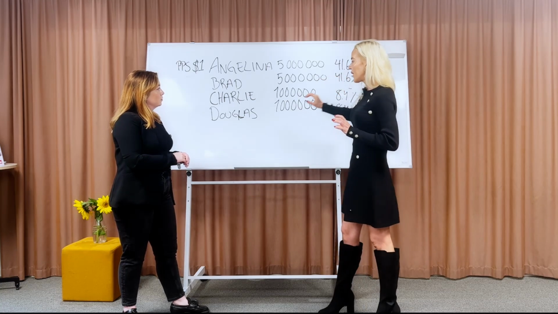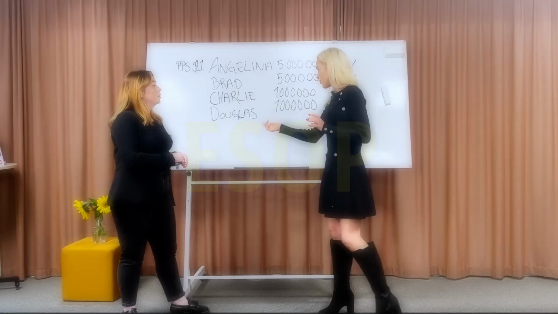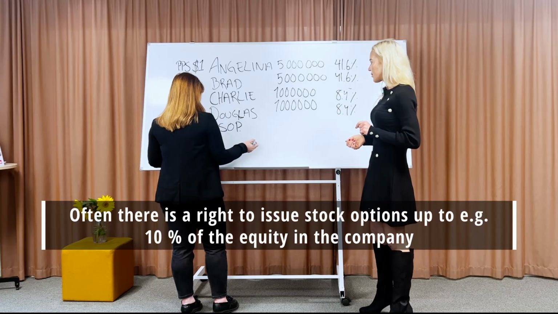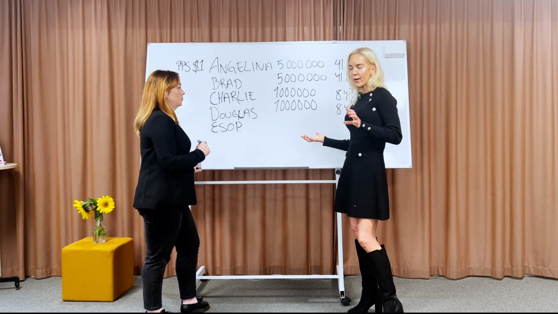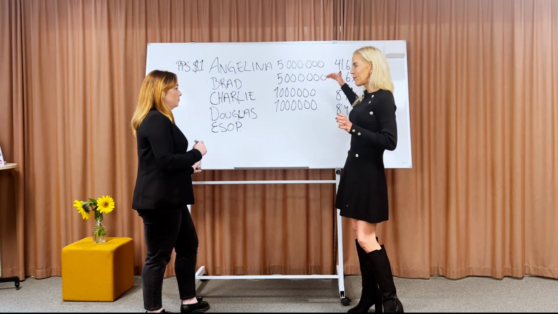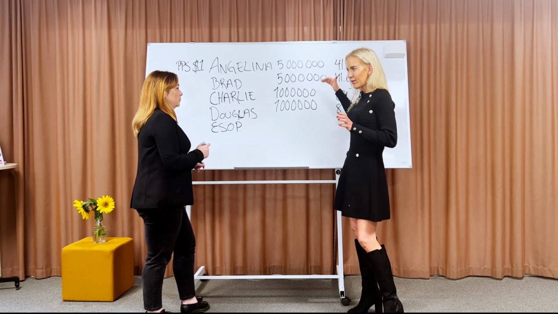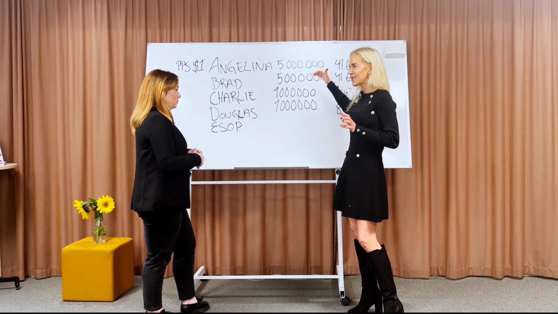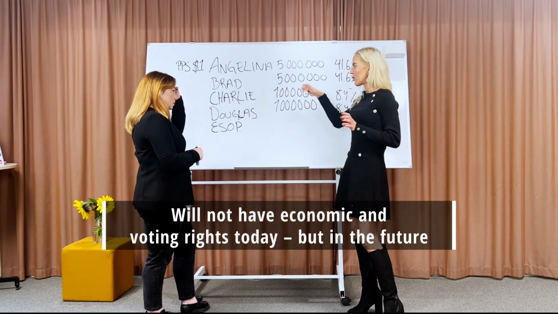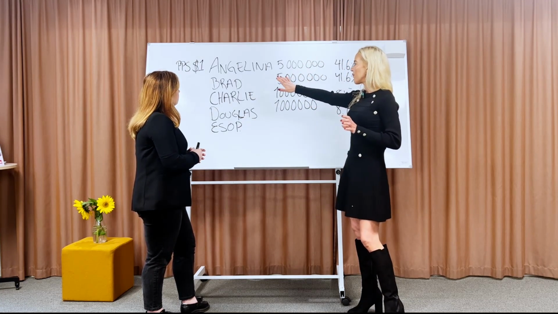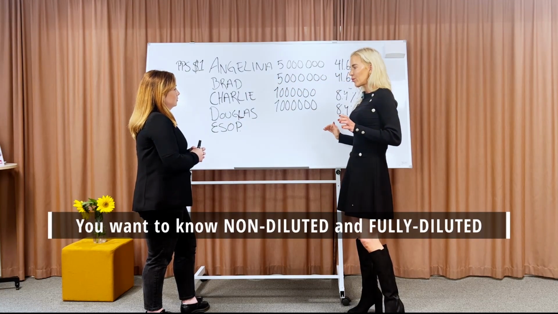Imagine that you also have a 10% ESOP pool, that's employee stock options. So we can add that of 10%. Because that means that if you issue stock options today to them, they will not be part of the ownership and they will not be entitled to the economic or voting rights today. They will not be part of paying dividends, etc. But in the future, they will. So you as a shareholder will be as interested in the non-diluted and fully diluted, so you know what happens in the future.